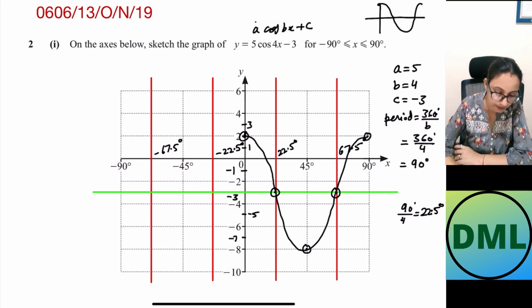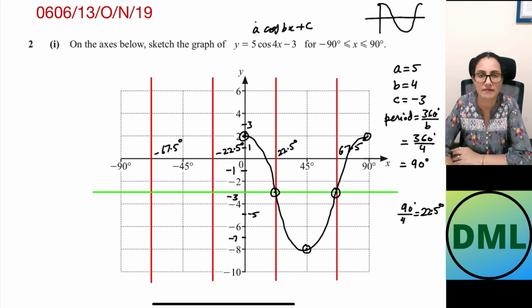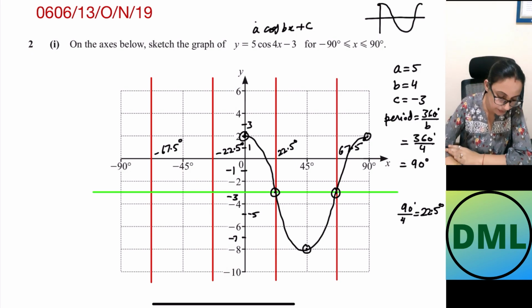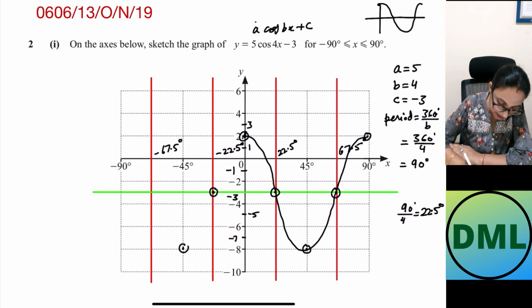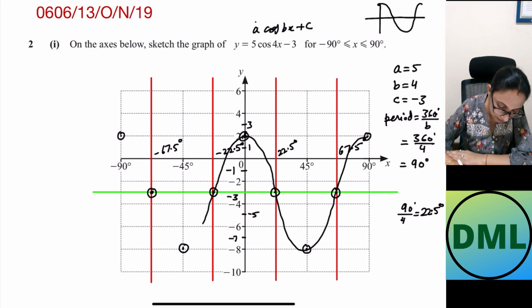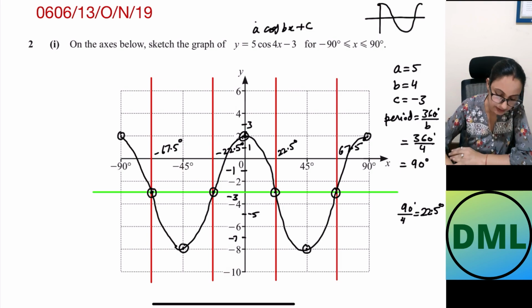I need to plot it in the negative direction also. As we have discussed earlier, all the negative values will be the same as the positive values. Let's plot the values here. It will start from 2, then at minus 22.5, it will again touch the axis. At minus 45 degrees, it will go 5 units below, touching minus 8. At minus 67.5, it will touch the axis again. At minus 90 degrees, it will go 5 units above, so it will touch 2 here. Let's join that. I'll go like this, and I will go like this. This is my cos graph.